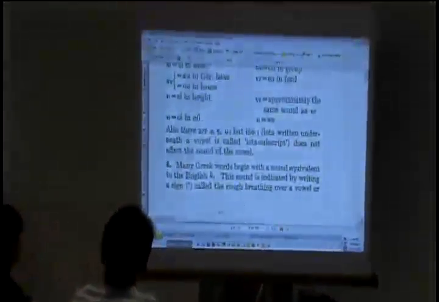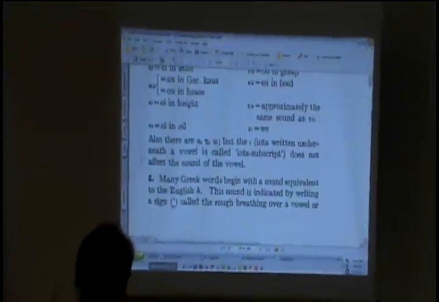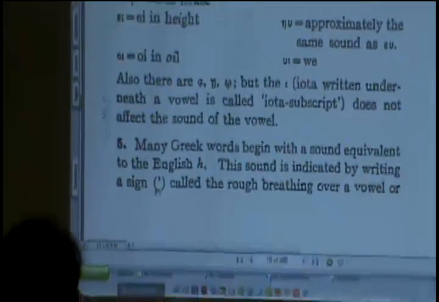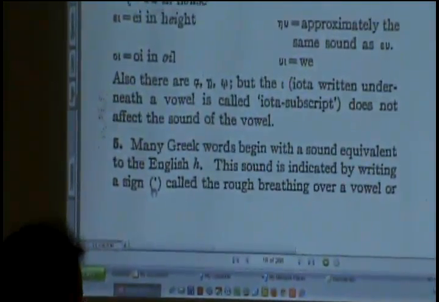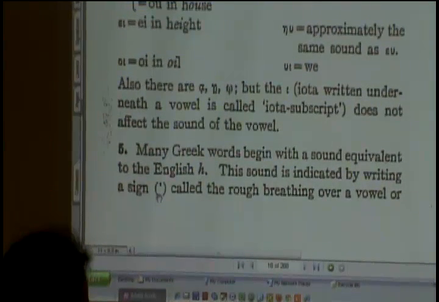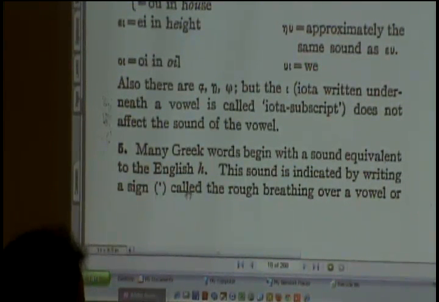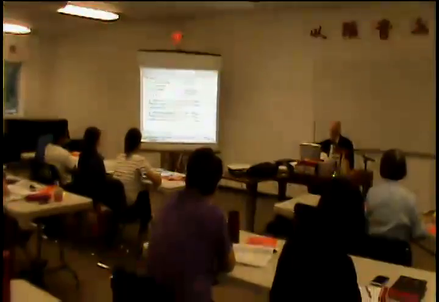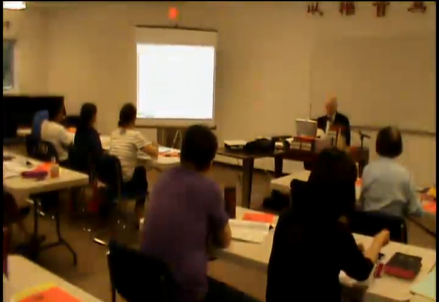Now, many Greek words begin with a sound equivalent to the English H. Now this is a rough breathing. You see this sign here, this comma, to the left? That's rough breathing. See, it's got to be written this way. This comma, that's a rough breathing. So whenever that precedes the word, you have to say the H. Rough breathing over a vowel, see? Or a diphthong.